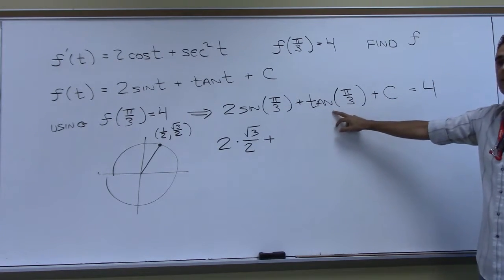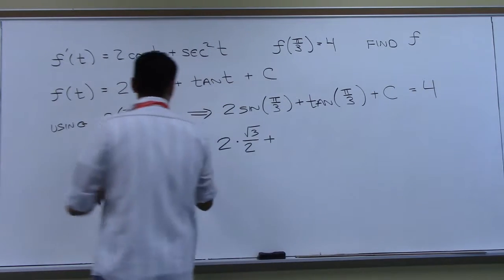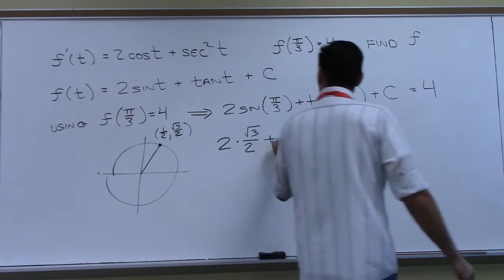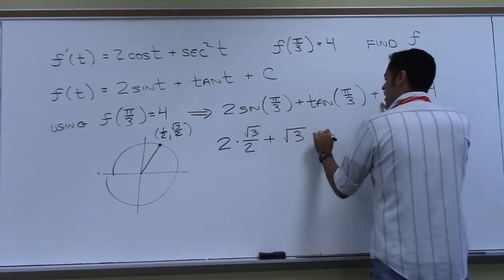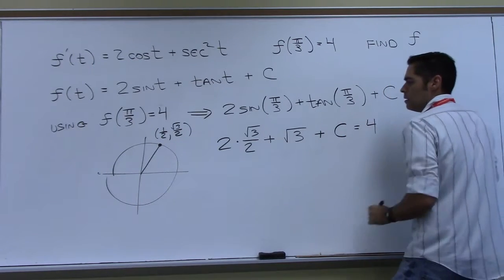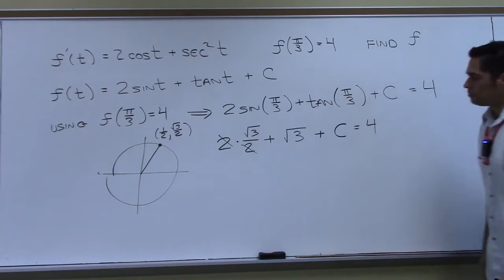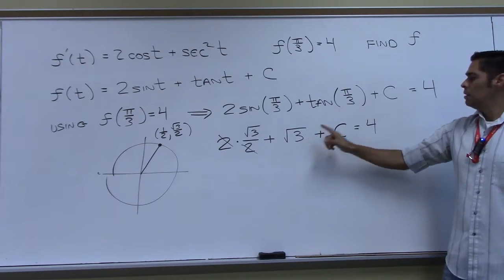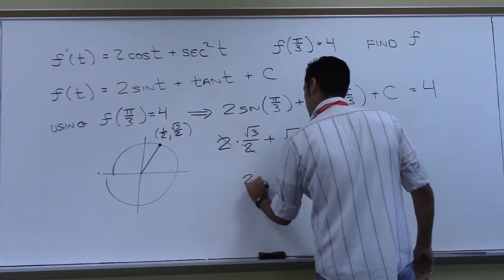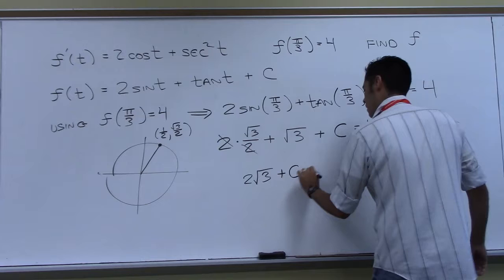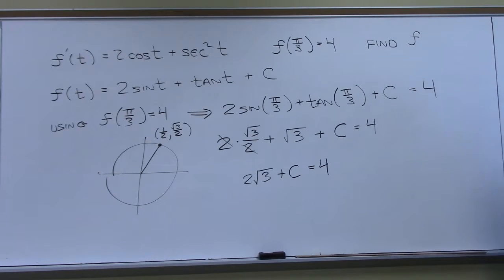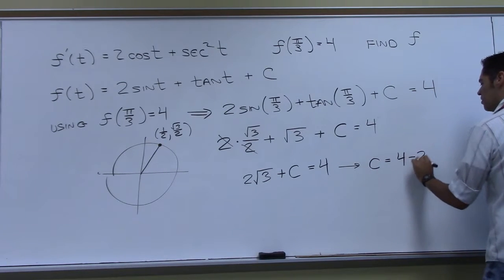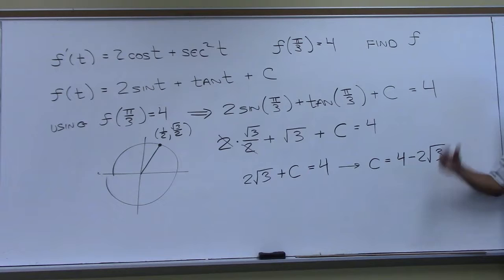Tangent of pi over 3 is the y coordinate divided by the x coordinate. So root 3 over 2 divided by 1/2. 2's go away, you just get root 3. And then we have plus c equals 4. So what you have is root 3 plus root 3 is 2 root 3's plus c must be 4. And solving for c, you get c must be 4 minus 2 root 3.